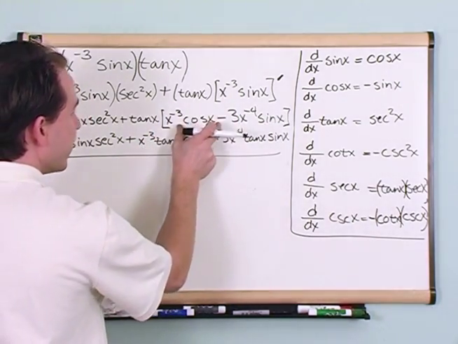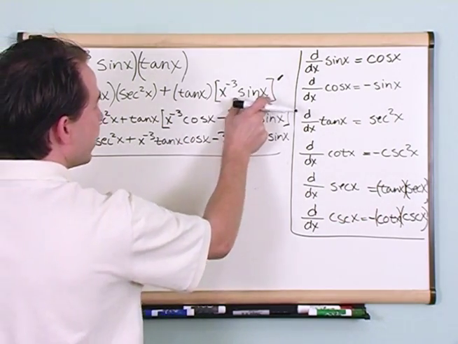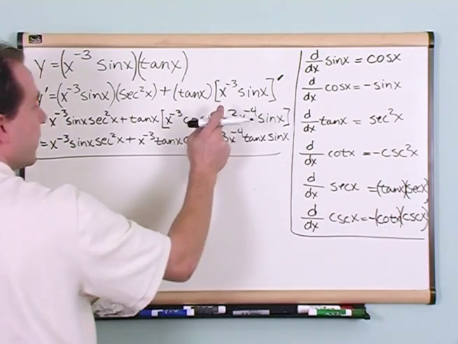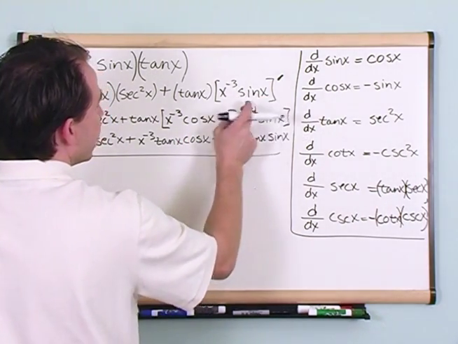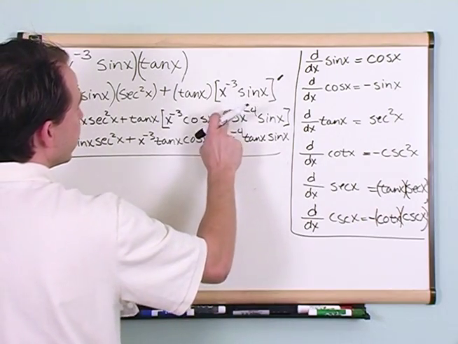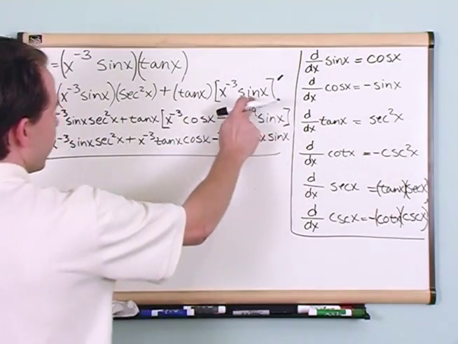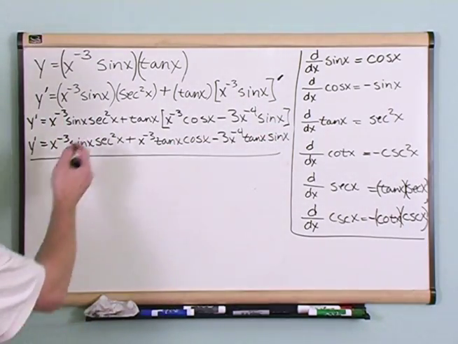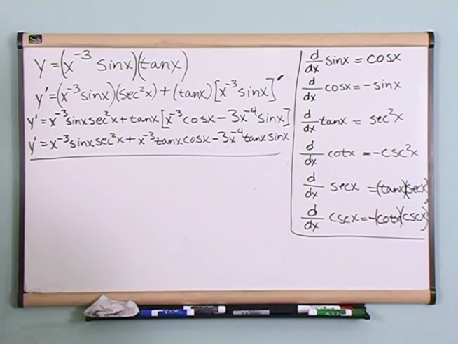First term times the derivative of the second term. First term is this one times the derivative of the second term gives me the cosine, plus the second term is the sine of x times the derivative of the first term gives you this 3x to the negative 4. The negative sign comes from this negative 3 up here. So this term is the derivative of that second term, and then you just distribute this tangent in, you get 3 very ugly looking terms. But that's the answer.